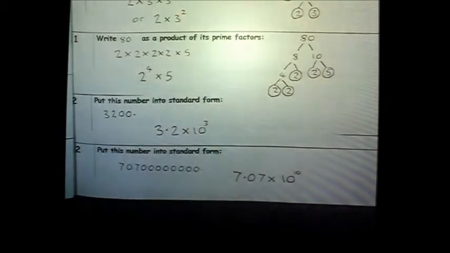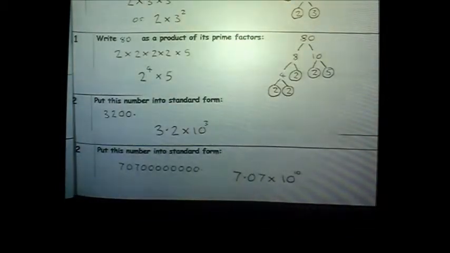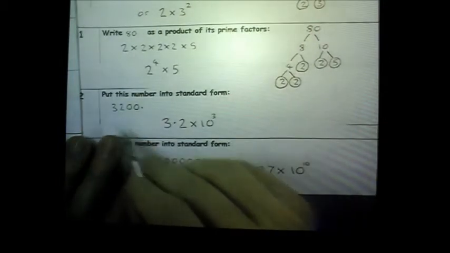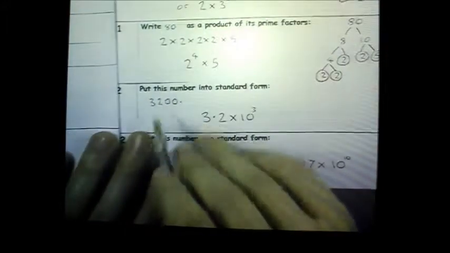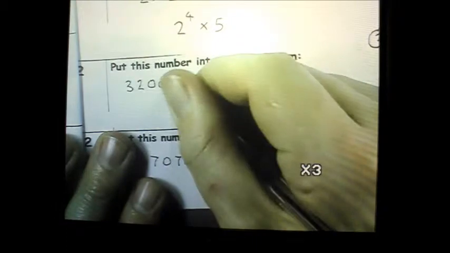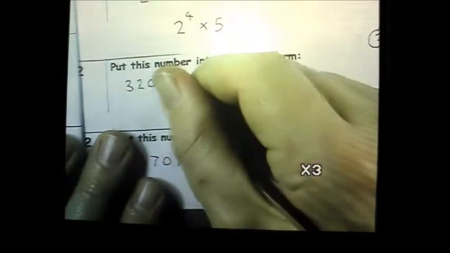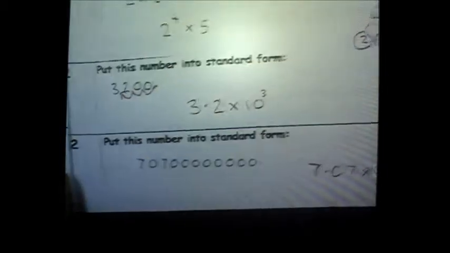Standard form is basically you have a number between 1 and 10, times 10 to the power whatever. So for this one, how's that going to be between 1 and 10? Well, it's going to be 3.2. Zoom in a little bit. There we go. So the decimal point is there. So it's 3.2 times 10 to the 1, 2, 3. So that's why it's 3.2 times 10 to the power 3.